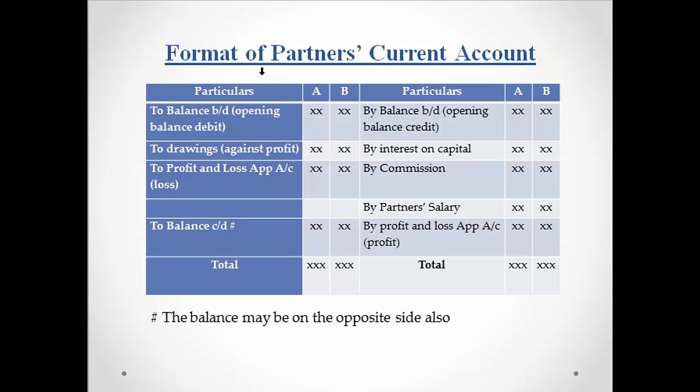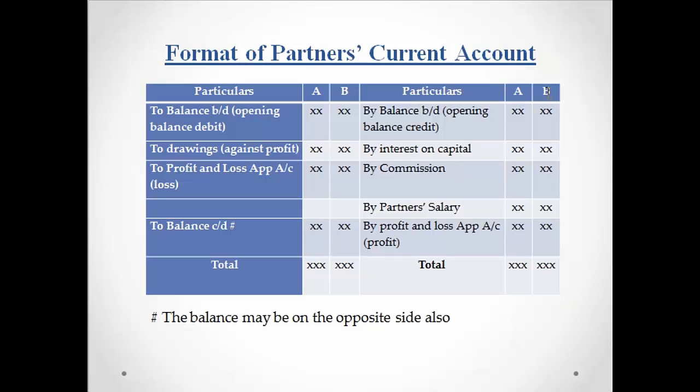Now I will explain the format of the partner's current account when the capitals are fixed. I told you before, when we are following the fixed capital method, we have to prepare two accounts. One is called the partner's capital account. I explained the partner's capital account. Now I will explain the format of a partner's current account. Same as the partner's capital account, my partner's current account also starts with the opening balance, and the amount is taken separately for A and B.